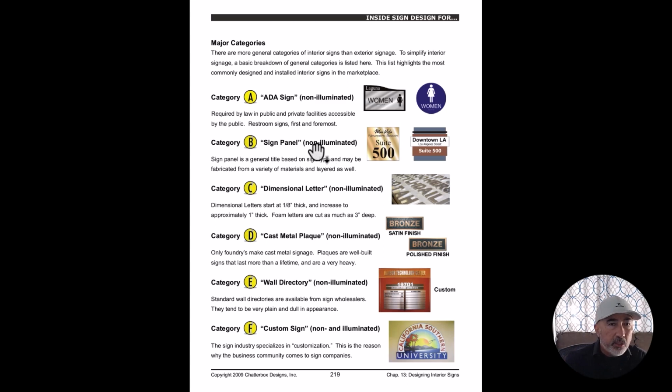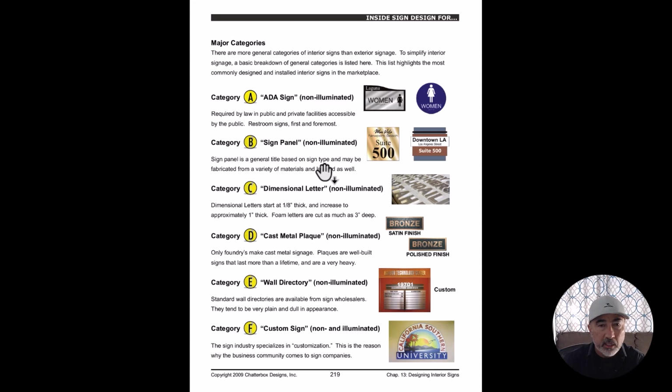Okay. So here are sign types, major categories of sign types. This is very important. Disregard the yellow. It's horrible looking. ADA sign is a sign type. A sign panel is a sign type, whether it's an ADA sign or not. It's a panel. A dimensional letter, non-illuminated, is a sign type. Cast metal plaques are a sign type. Wall directories are a sign type. And custom sign, which would be a unique shape that's not normally the sign type that we sell in the sign business.